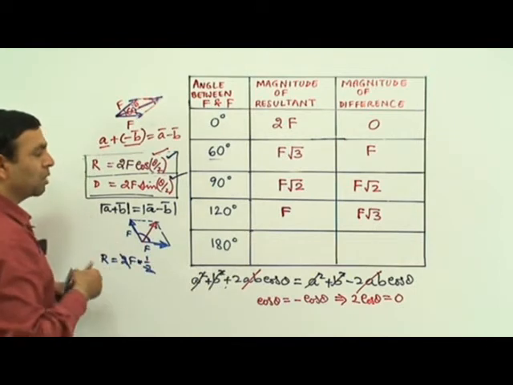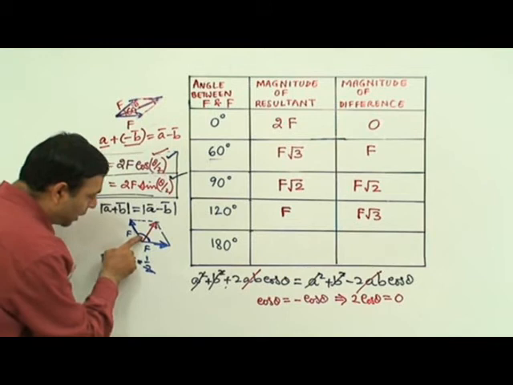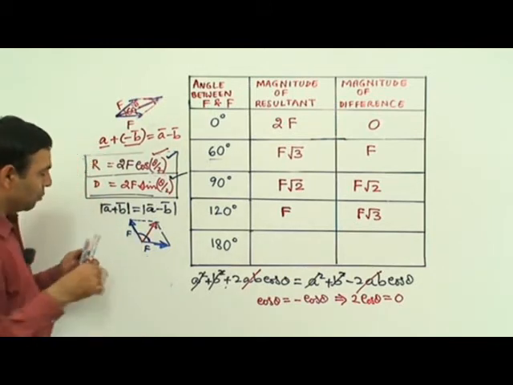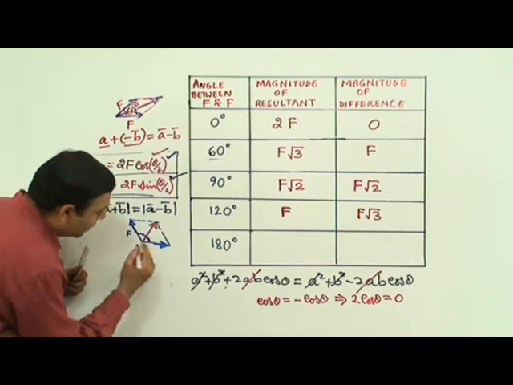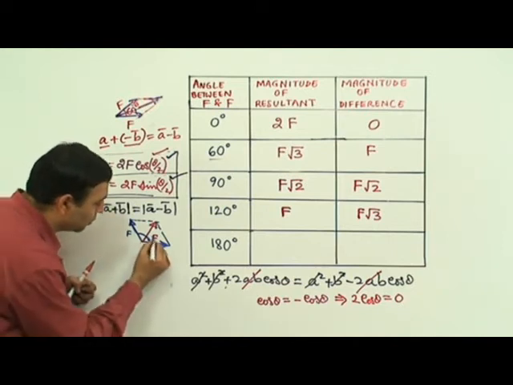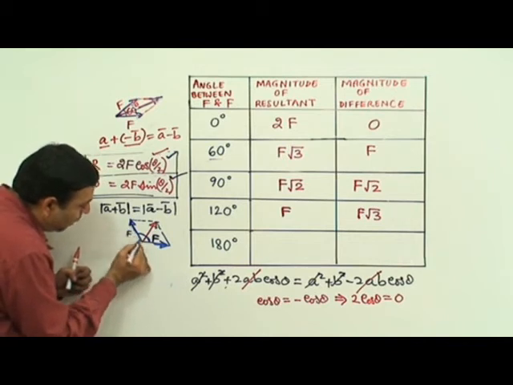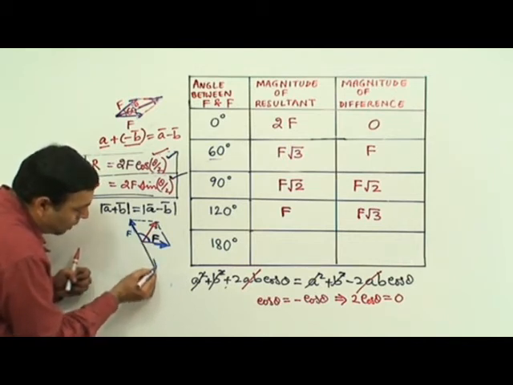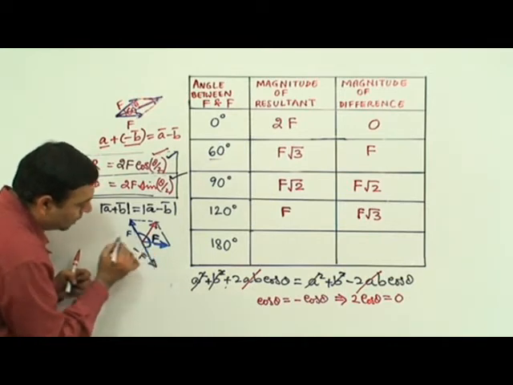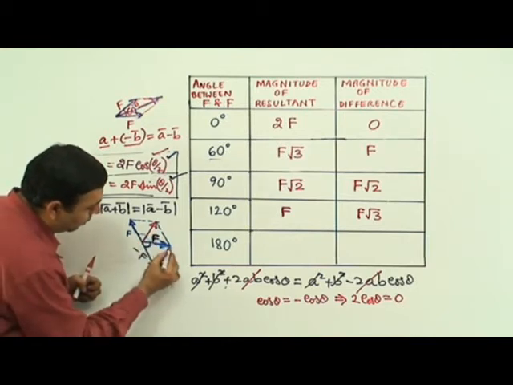And what about the magnitude of difference now? When angle between the two vectors is 120 degree, difference will be F root 3, because difference means any one vector you need to negate. This is F, and now minus F means suppose this particular F I want to subtract, so I need to negate that. So this is minus F, and this 120 means this angle becomes 60 degree.